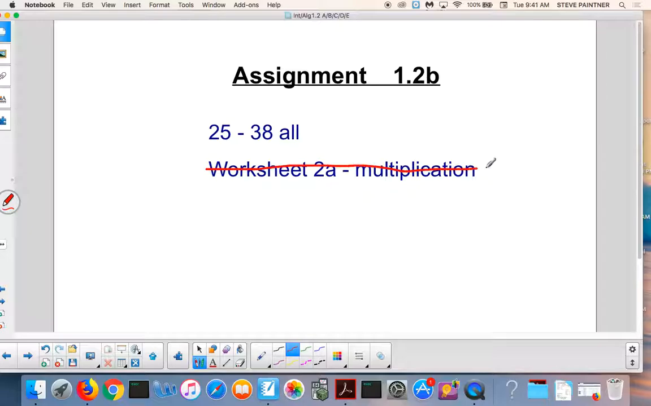I might be wrong. I do not have a worksheet for you. So just do this, 25 to 38. And there's your assignment.